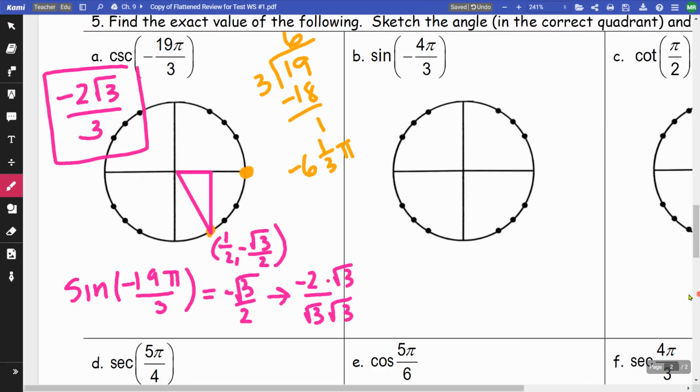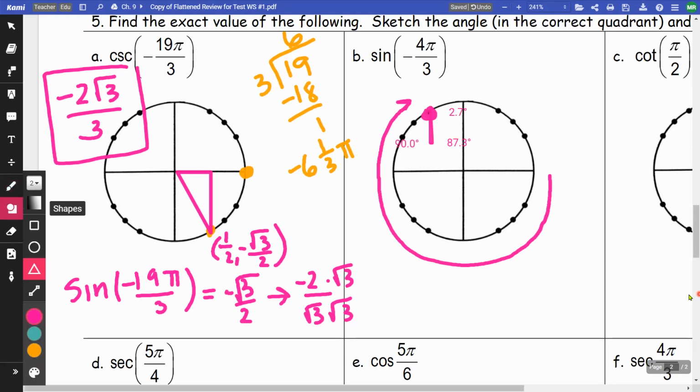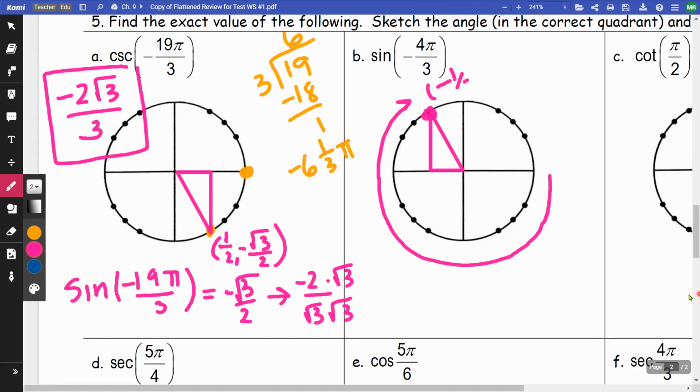On B, -4, again, it's negative, so I'm going this direction. So negative, this would be -3 pi thirds. I'm going to -4 pi thirds. So I'm going all the way to here. This is where I'm going to be. And the coordinates of this are going to be short, comma, long. And I want the sine. So the sine is the y coordinate. So my answer is √3 halves. That is my answer.